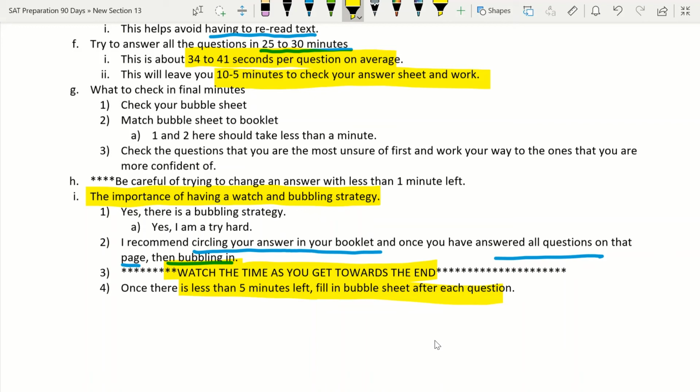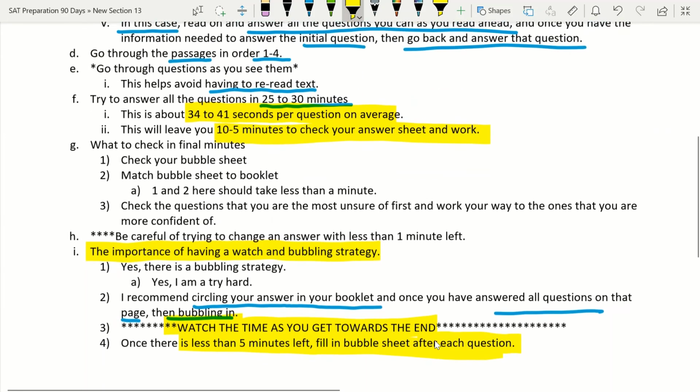At that point you just want to fill in the bubble sheet after each question, because you're kind of running behind on time if there's less than 5 minutes left and you don't have everything answered, and you want to get as many points as you can. You don't want to end up having 4 answers on your test booklet that you forget to convert and put on your answer sheet. So if there's less than 5 minutes left, then you just want to fill in your bubble sheet after each question. But for that first 30 minutes, you're going to want to make sure that you're answering all your questions on one page, then bubbling in on your answer sheet all of those answers at once to save you time.